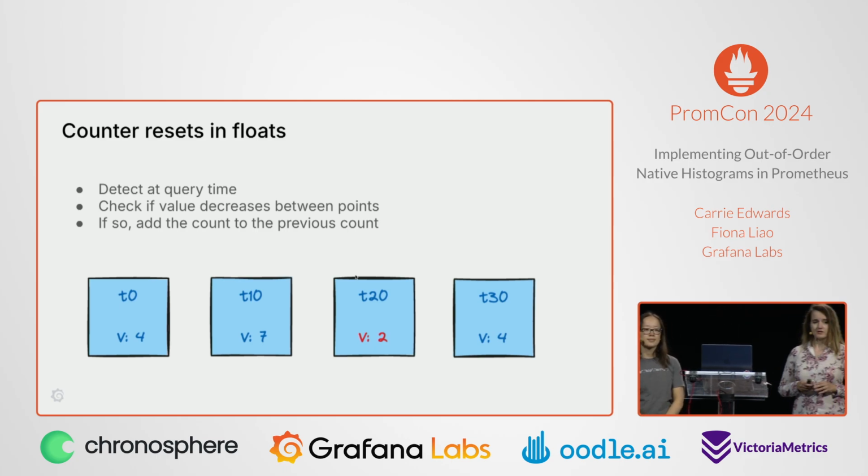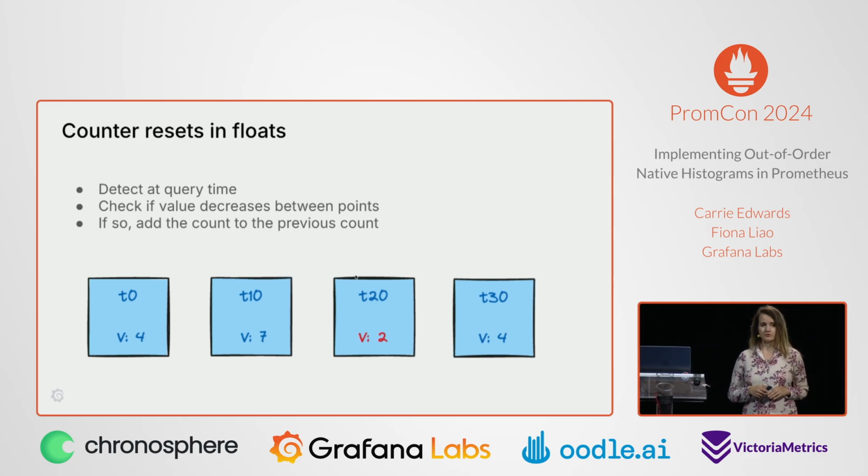So how do we detect counter resets? For float samples, it's quite simple. It could be done at query time because it's quite efficient. Since it's just a single float value, it just has to be read and compared with the previous sample's value. If there's a decrease in values between consecutive points, then this indicates that there's a counter reset. And when a counter reset is detected, the value is adjusted by adding the count with the previous sample's count, as Fiona just described.